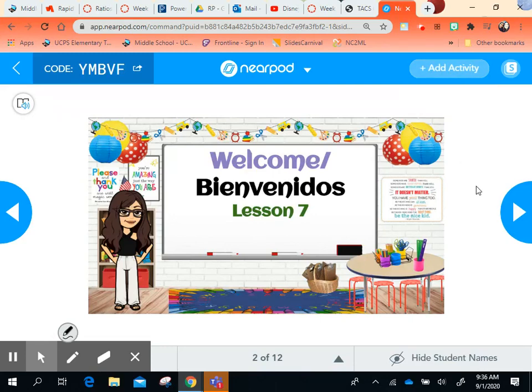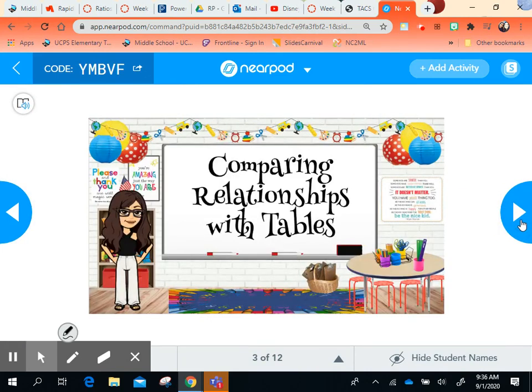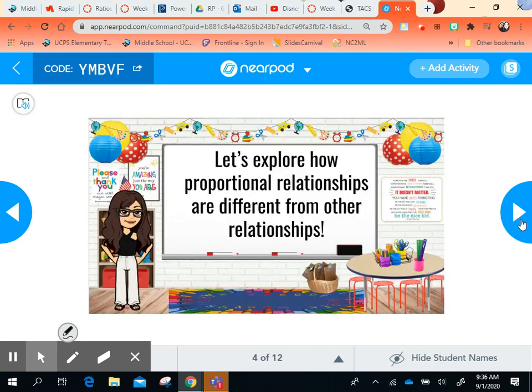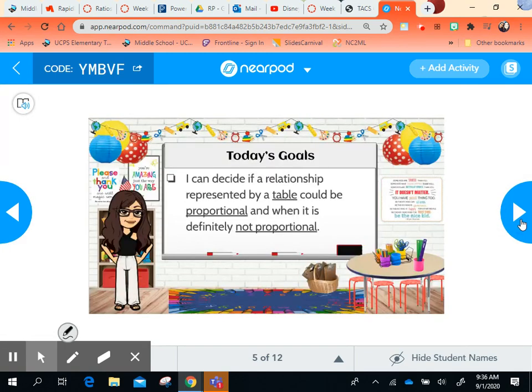Okay, so today we are on lesson 7. Comparing relationships with tables. Let's explore how proportional relationships are different from other relationships. Today's goals: I can decide if a relationship represented by a table could be proportional and when it is definitely not proportional.